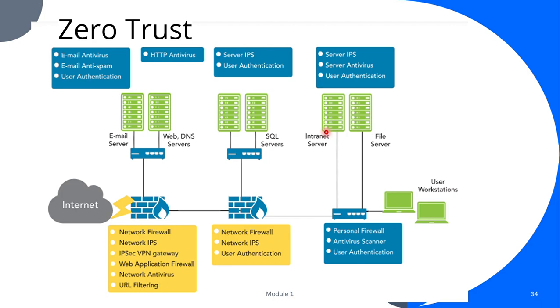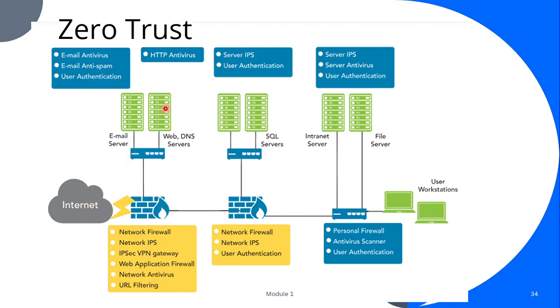If you are moving to your intranet server, the same thing. If you are going to the SQL server, this will kick in. You have to go through the network firewall and the network IPS. You are also going to be authenticated again. As you can see, there's user authentication everywhere within this particular environment. You can see it here, and it applies everywhere, and then we have different levels of security.